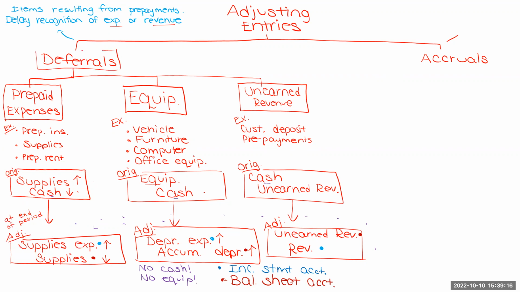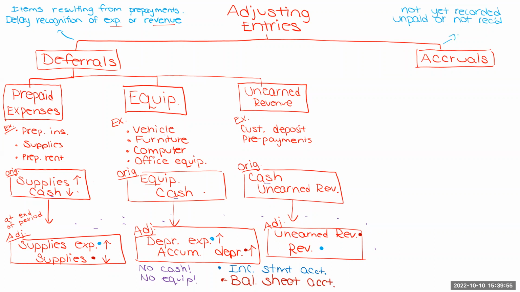All right, so that was the deferral side. Let's talk about the accrual side. What accruals have in common is they are items that have not been recorded. They are not yet recorded, and they are unpaid or not yet received.